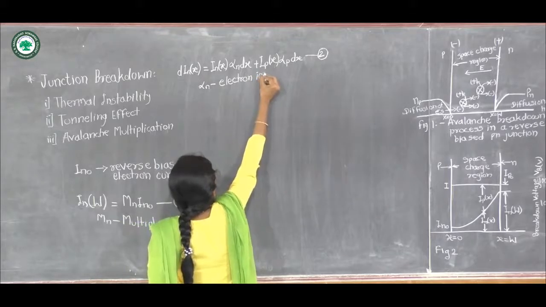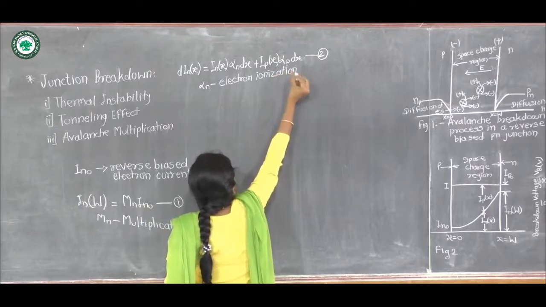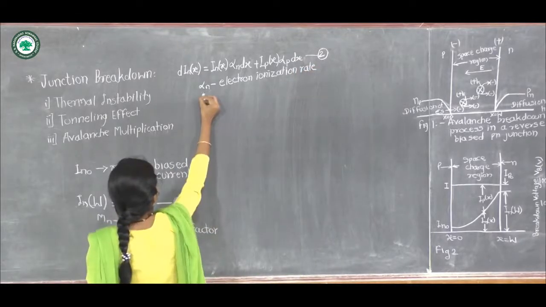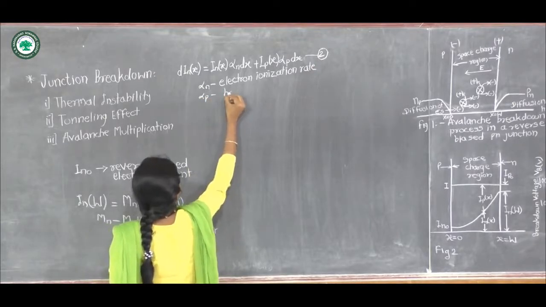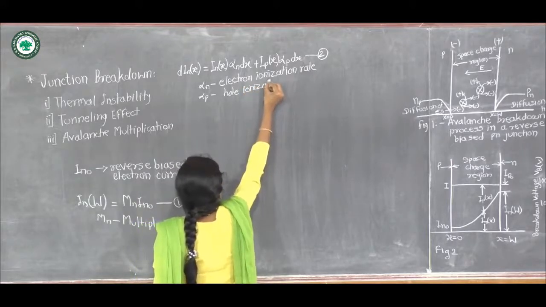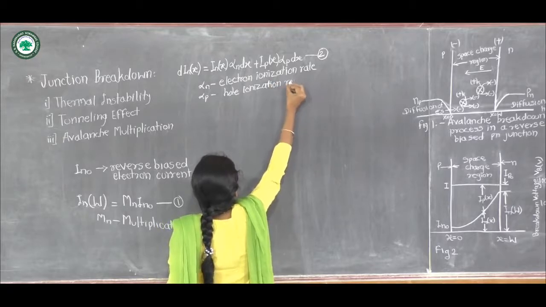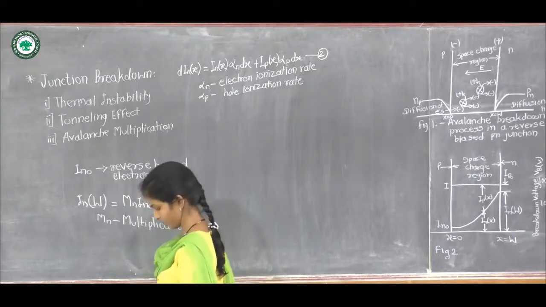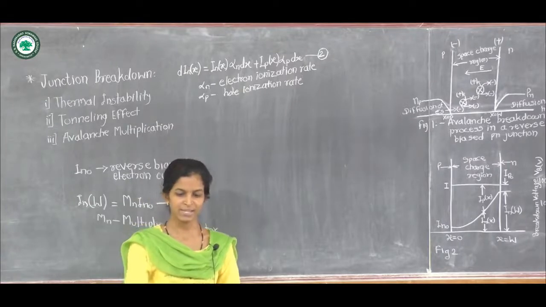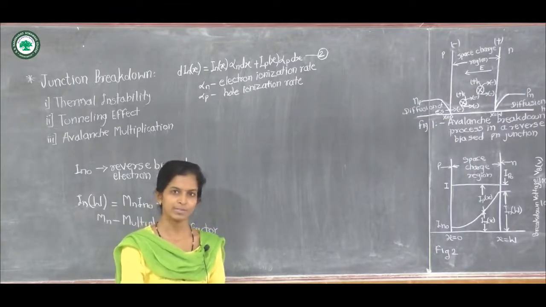And alpha p is the hole ionization rate. The ionization rates are the number of electron-hole pairs generated per unit length by an electron or by a hole.